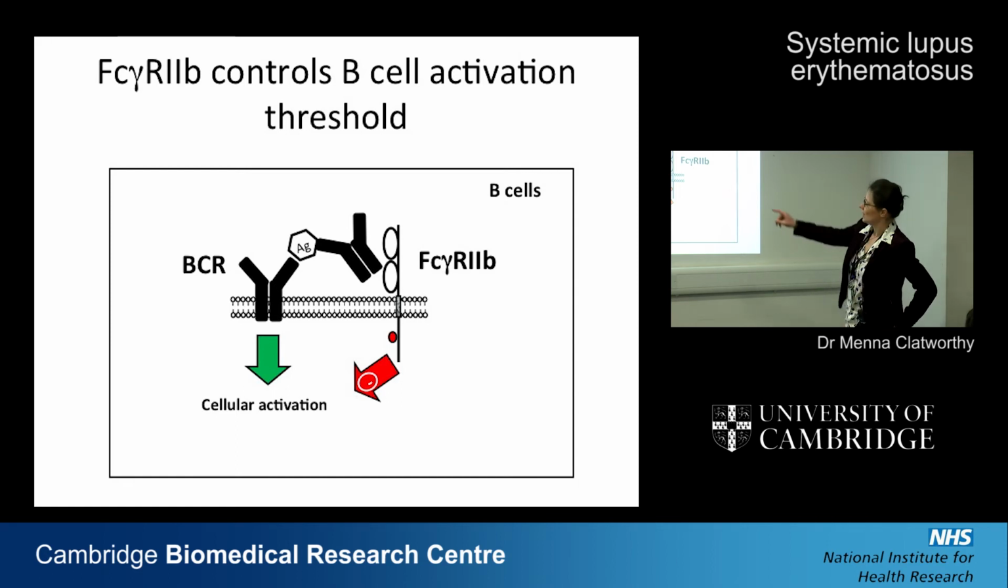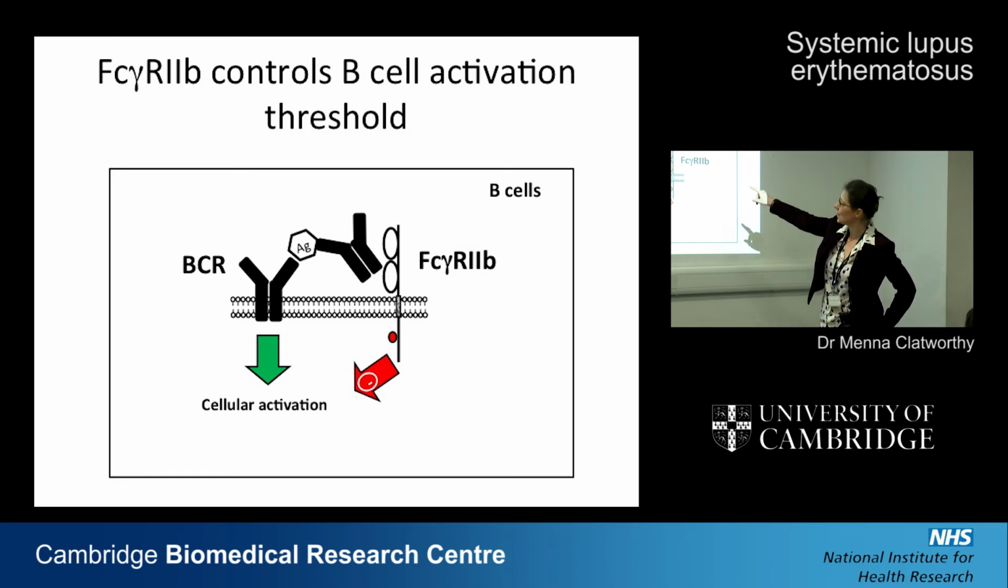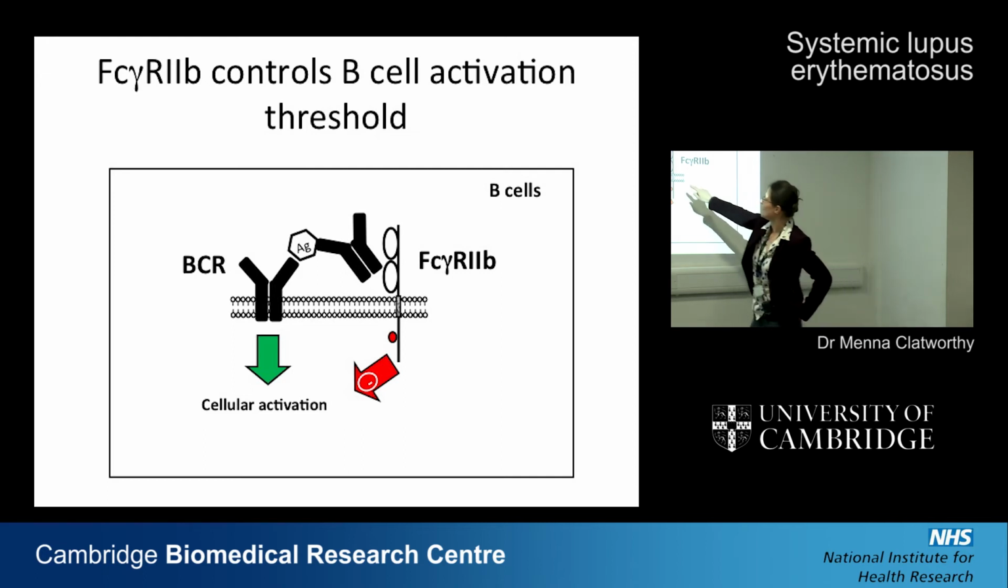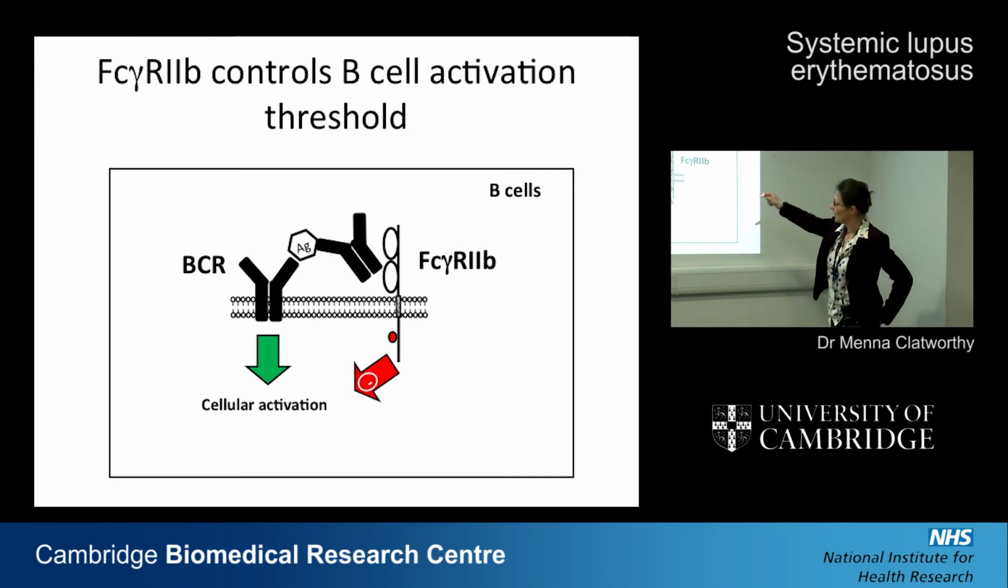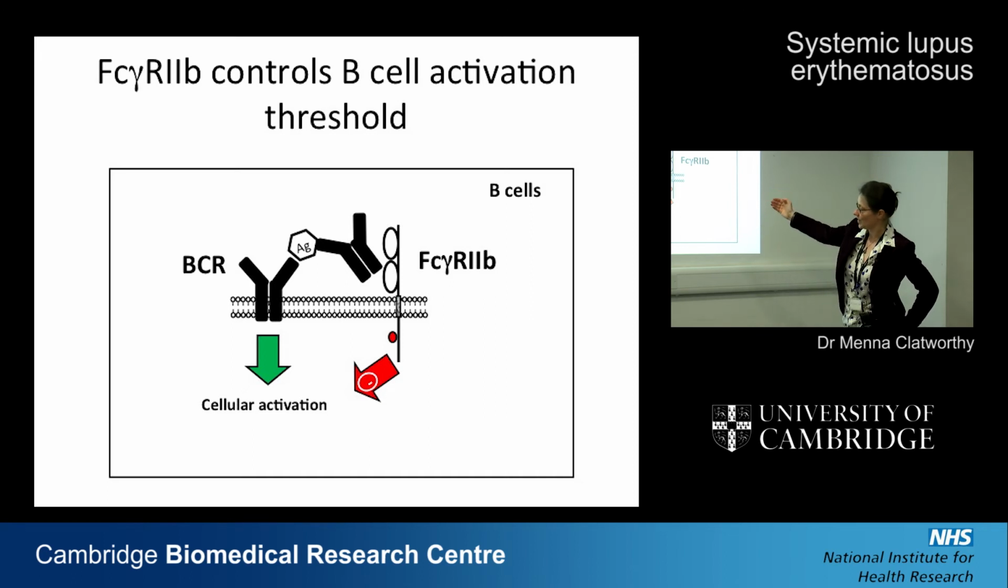Okay, so if the BCR there, which is a surface antibody, binds to its antigen, that causes cellular activation. If that antigen is in an IgG immune complex form, like I've shown there, i.e. it's got an IgG antibody bound, that will recruit Fc gamma R2b, because this is an Fc receptor, it can bind to this bit of antibody. What that does is recruit the phosphatases and switch off cellular activation.